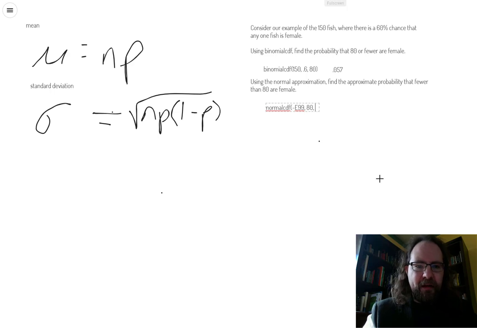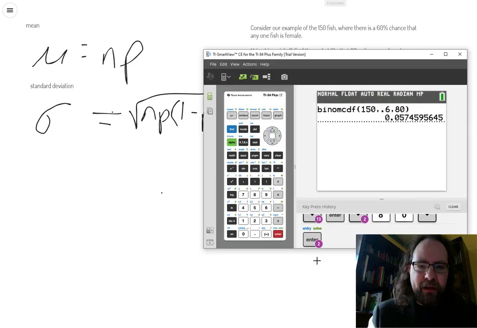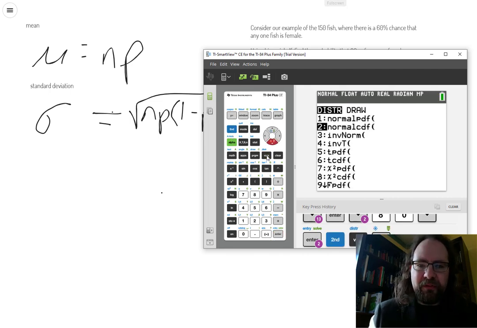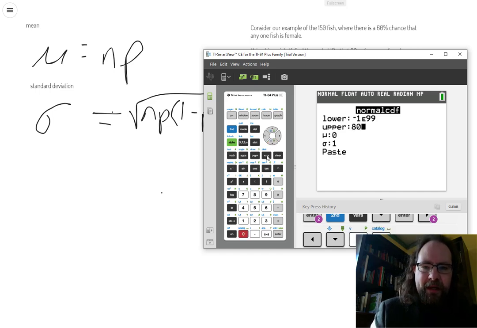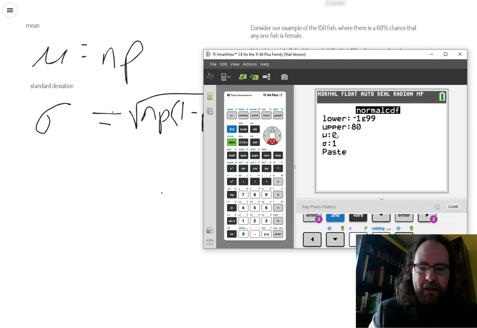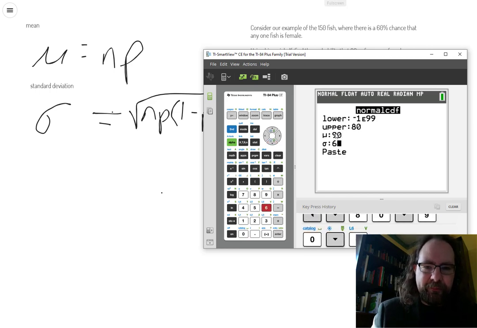The mean is n times p, which we saw last time is 0.6 times 150, or 90. And the standard deviation is the square root of 150 times 0.6 times 0.4, which we saw last time is exactly 6. So putting this into the calculator, going to get my calculator out again. So I'm going to go back into distribution menu. Now I want normal CDF. And conveniently, it already has negative 1E99 as my lower limit. My upper limit is going to be 80. My mean is going to be 90. And my standard deviation is going to be 6.